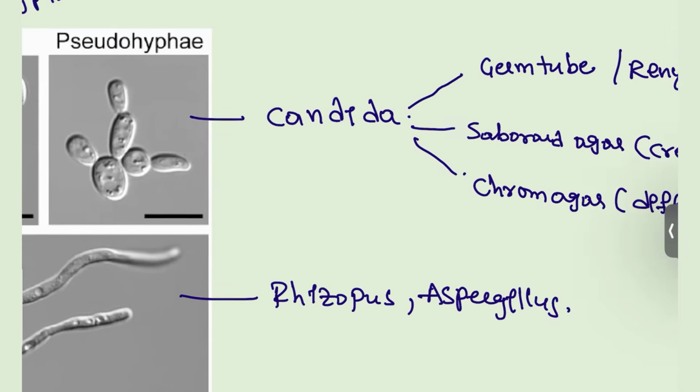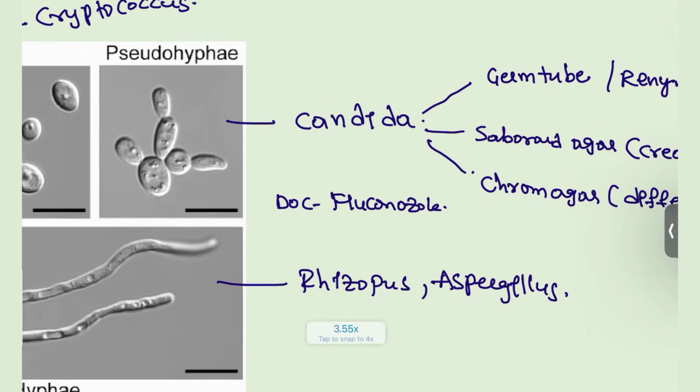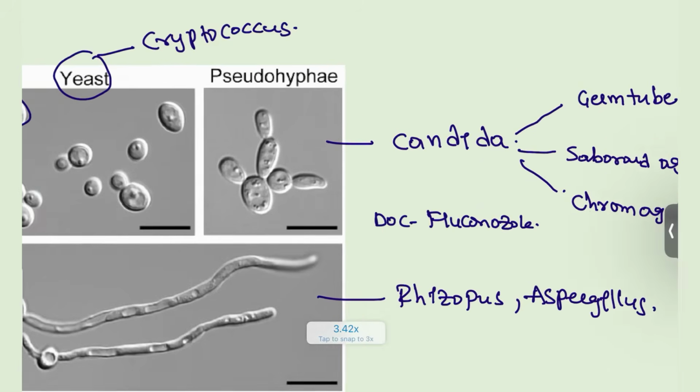And Candida: the drug of choice for Candida is mostly fluconazole, but if it is going to be a very systemic infection, then we can go for amphotericin B that we can choose for the treatment of Candida.